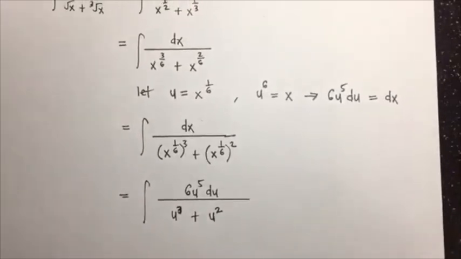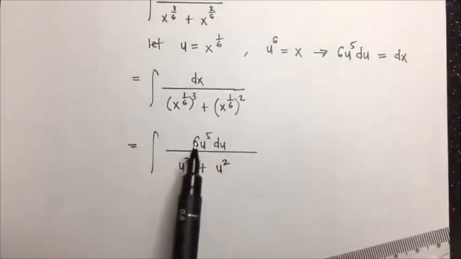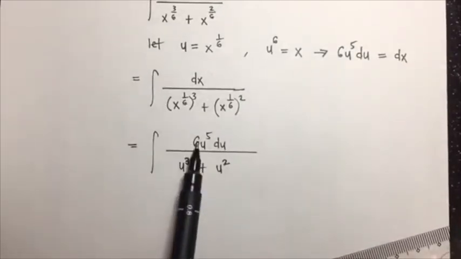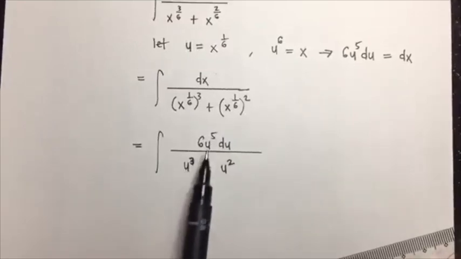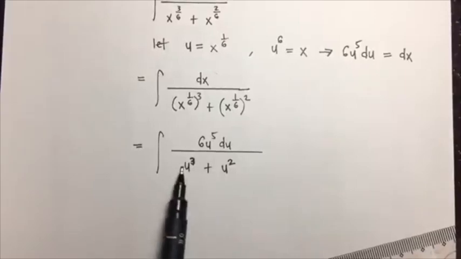As you can see, the degree of the numerator is 5, and the degree of the denominator is 3. Therefore we can use division. But first, let us first factor. Here we can see that we have a greatest common factor of u squared.